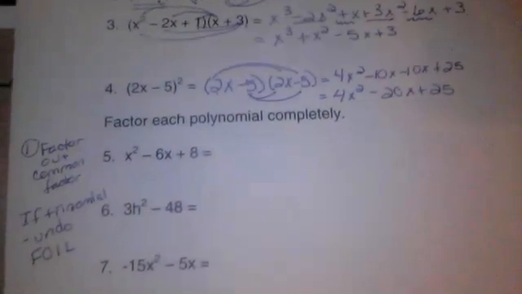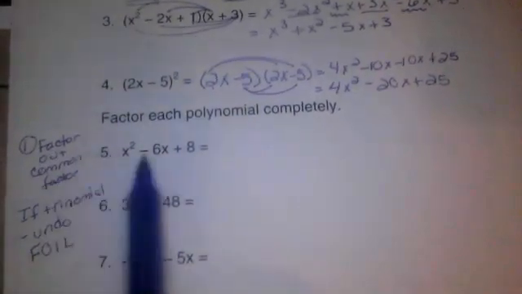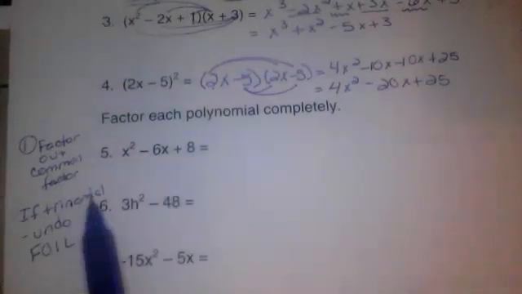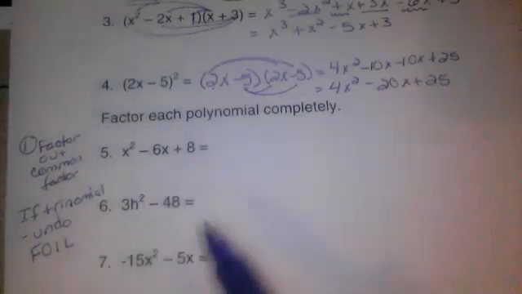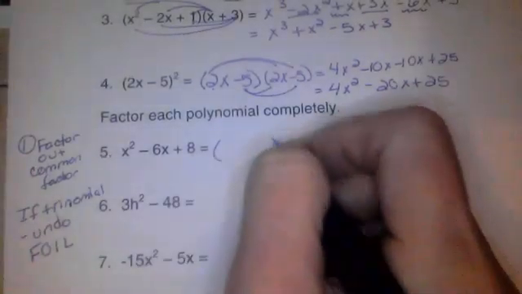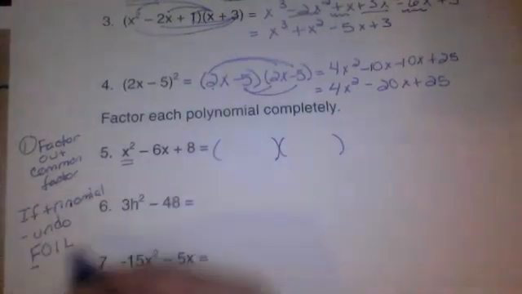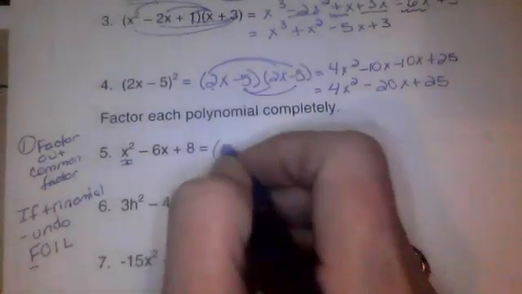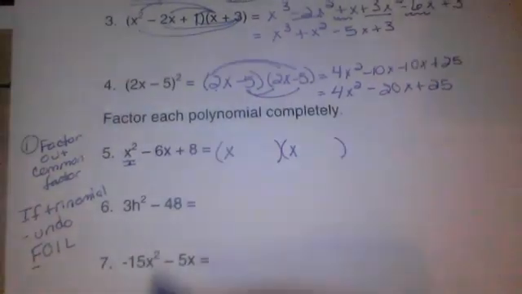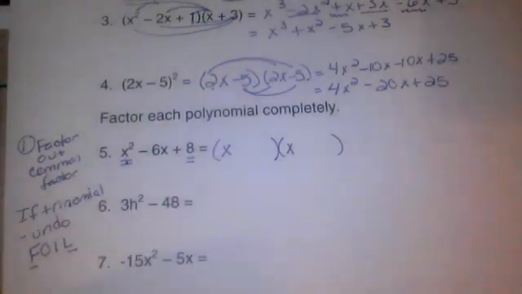Oh, I'm sorry, you couldn't see anything I was just writing there. So factor out the common factor, which this one doesn't have. And then if it's a trinomial, we want to undo the FOIL or undo the multiplication. So here's how we're going to do that. I want you to look at the first terms. So the first term is x squared, and to get x squared, it would be x times x. Then I'm going to look at the last, and this last term is 8. So what multiplies to give me 8?